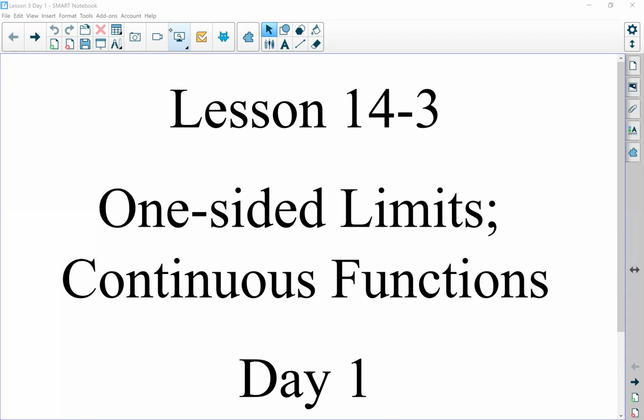Today and tomorrow, we're going to talk about, today we're going to talk about one-sided limits. Tomorrow we'll talk about continuous functions. Again, some pretty big ideas for calculus, as we move forward, but also some pretty straightforward ideas, I think.